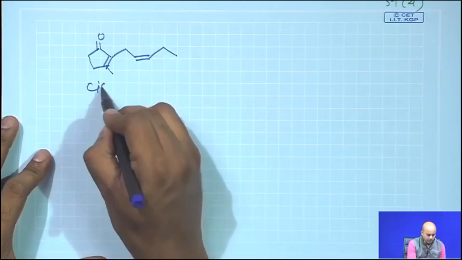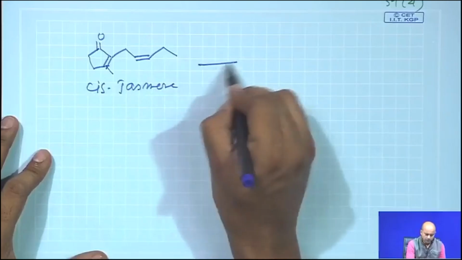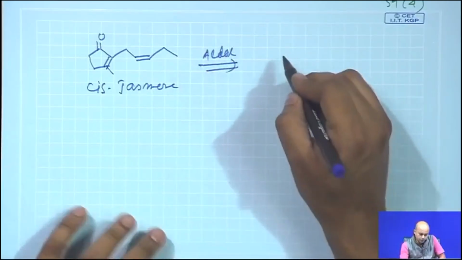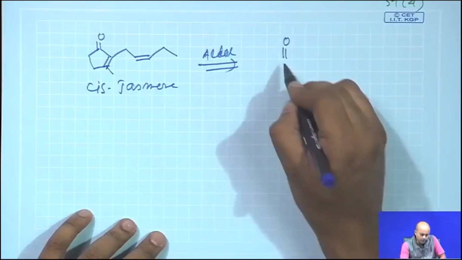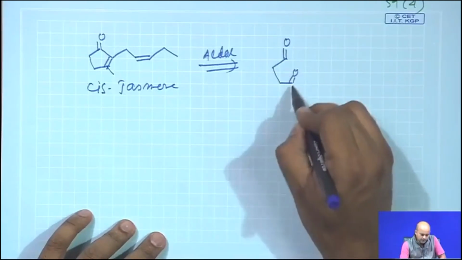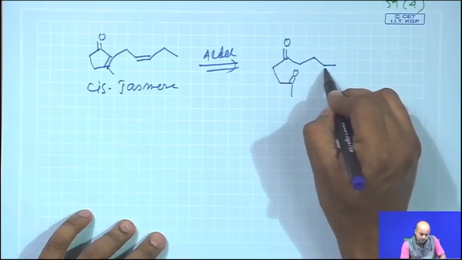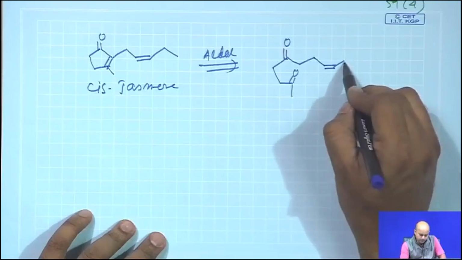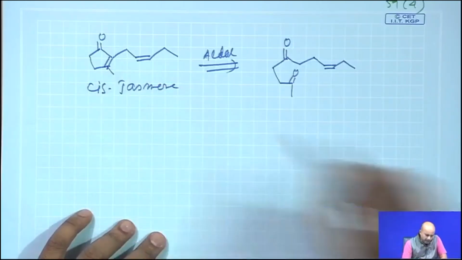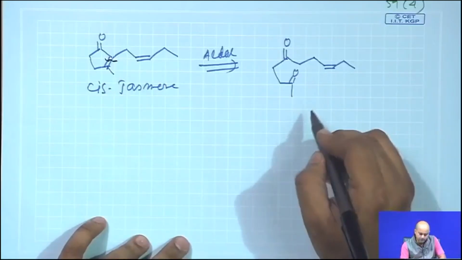I am giving you a target molecule, cis-jasmone. This is jasmone. I will be doing a very standard retro because we do not have much time. If you do a standard retro through aldol transformation, you will find that you basically need this compound. So, you just need an aldol retro to make this molecule. Cis-jasmone was used in the perfume industry.